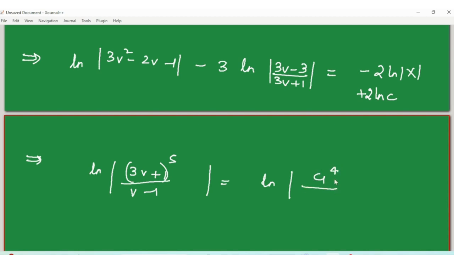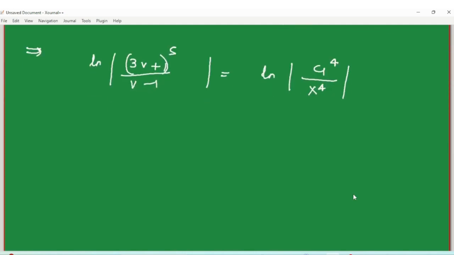C1 to the power 4 can be written as C1 to power 4 only. Here we get x to power 4, and then finally we can remove logs and get the answer as x to power 4 times 3v plus 1 to the power 5 is cv minus 1. This is usual integration, reducing to homogeneous, then putting y by x as v, then taking everything involving v on one side and everything involving x on other side, using partial fractions and so on.